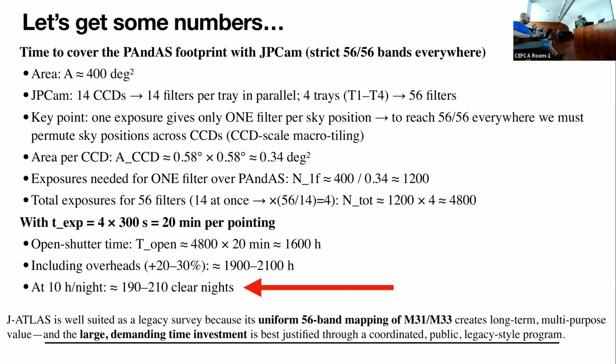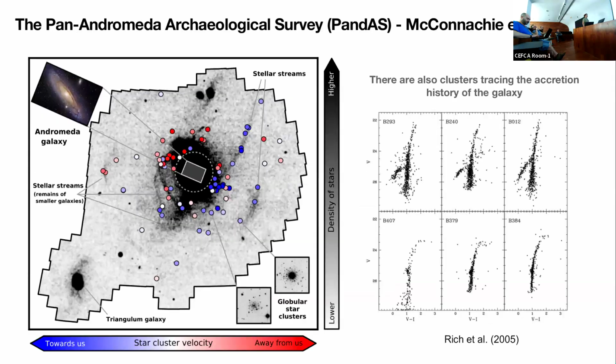So I was just making this exercise to have some numbers in my head that allow you to plan much better what you are going to do. Together with all the stellar populations that we will be able to resolve in the halo, there are also globular clusters. And so we will get integrated light of all these globular clusters, and we can use this integrated light also to get information.